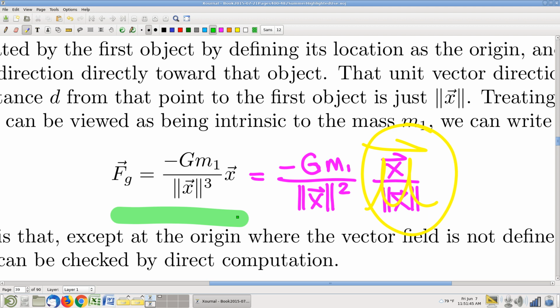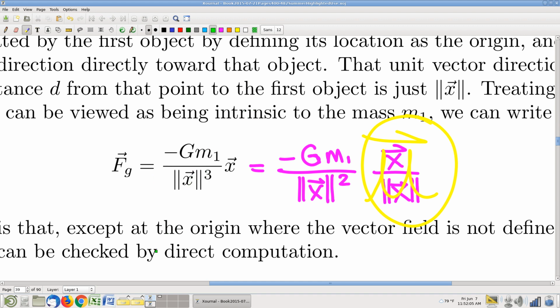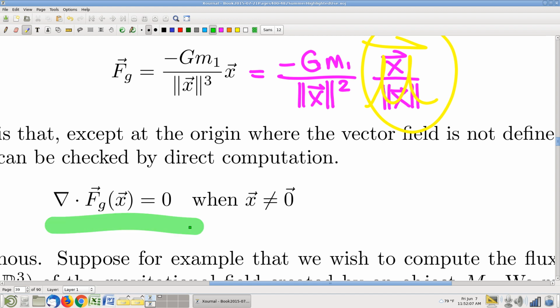Anyway, flip back to the section on vector fields and look in the exercises, and you'll notice you've already computed divergence for some vector fields, and one of them was this with a different constant. I think I called it k instead of G m1. But morally, it was that. And so you crank out that divergence, and the divergence, amazingly, is 0. This is a really weird fact about gravitational fields. Divergence is 0. This is a really important fact about gravitational fields.